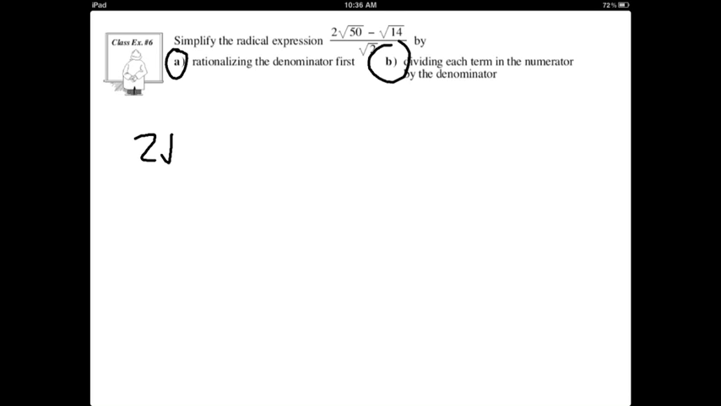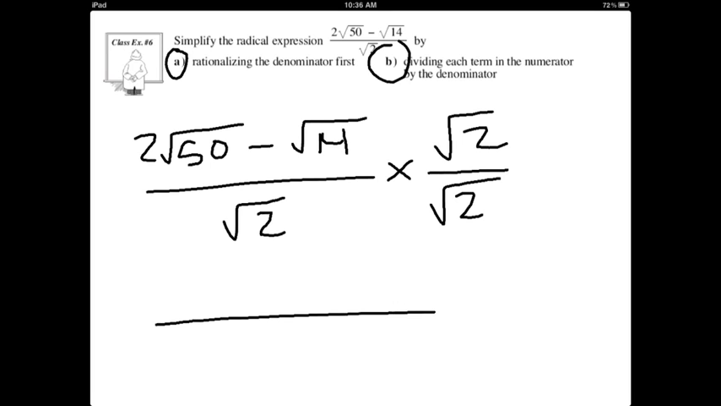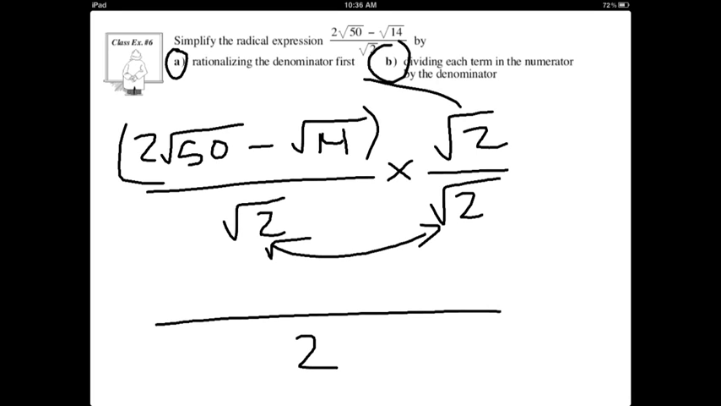So you've got 2 root 50 minus root 14 all over root 2. Now we've got to get rid of that root 2 in the denominator, so you multiply both the top and the bottom by root 2. What we're left with on the bottom, root 2 times root 2, well, that's just going to be 2 on the bottom. Now on the top, basically you're going to be distributing within the brackets.